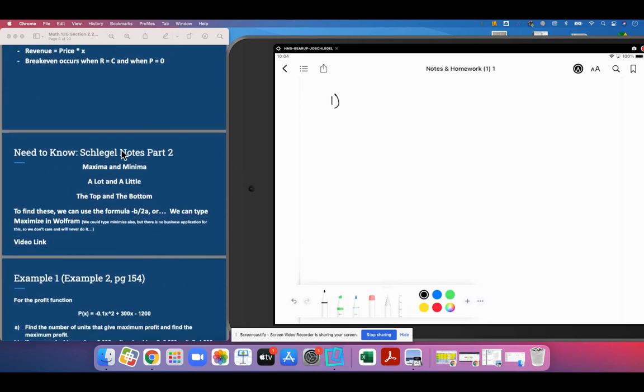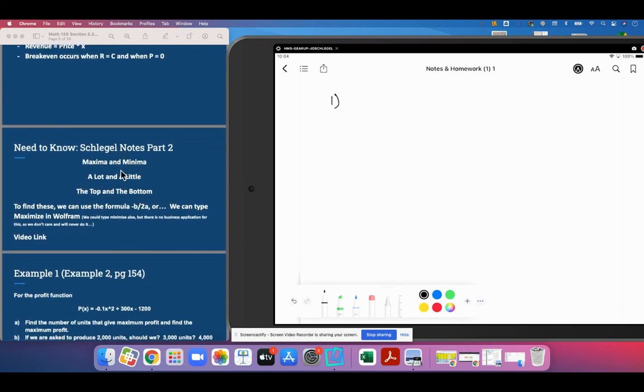Next, in our Schlegel notes here, we do have this idea of maxima and minima. If you think about a soup bowl or a cereal bowl sitting on the table, it would have a shape sort of like a smiley face. And there is definitely a bottom to that cereal bowl. If we were to make a graph that had that smiley face shape, we would call the point at the very bottom the minima. That's the very bottom, the least.